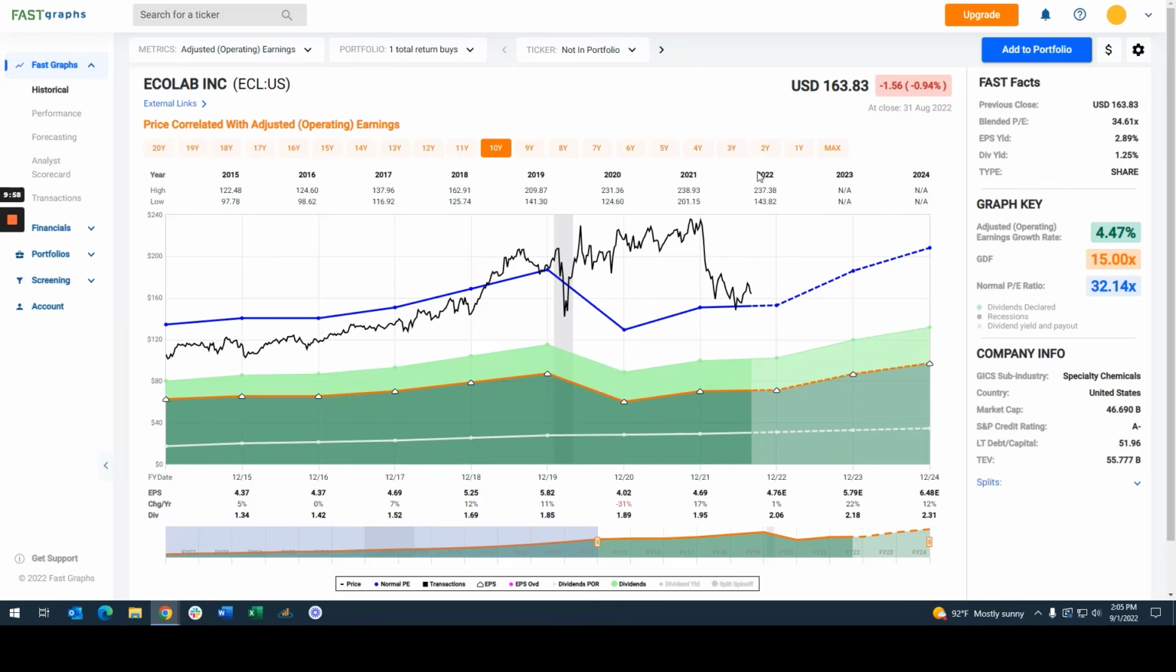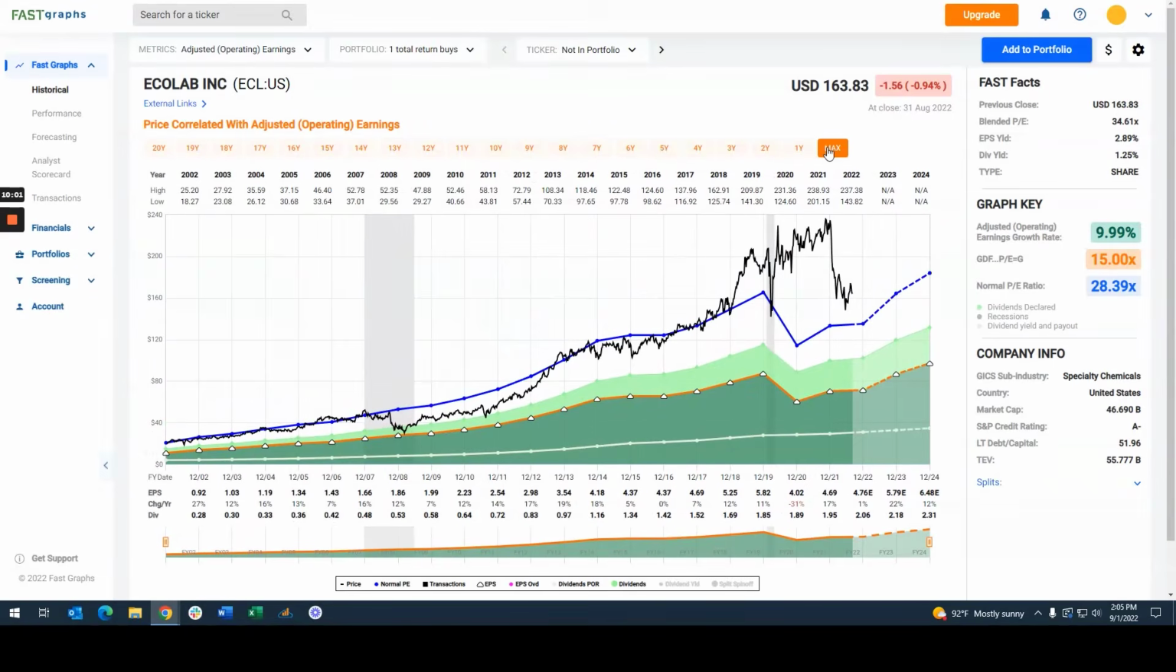So the reality of it is you're using the normal PE as a measurement. Now, the information here on Echolabs is that the stock always trades at a premium PE, or most of the time. We had one brief period of time, literally just a couple of days coming out of the Great Recession, where you could have theoretically bought this stock at a fair value PE.